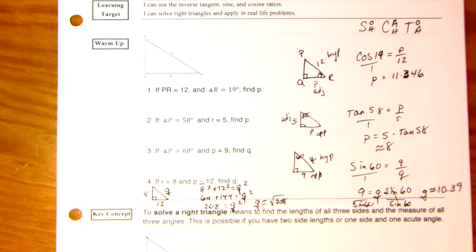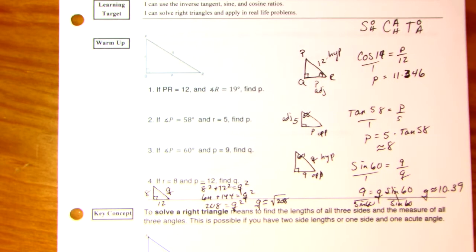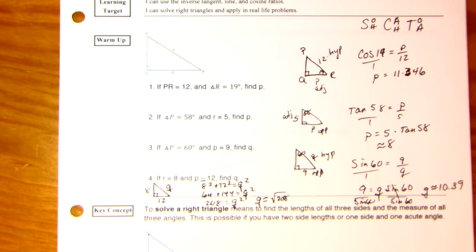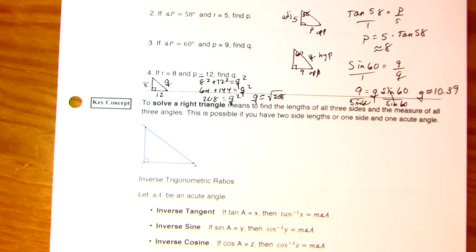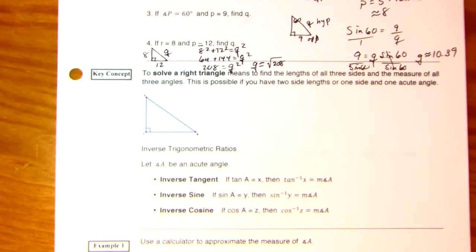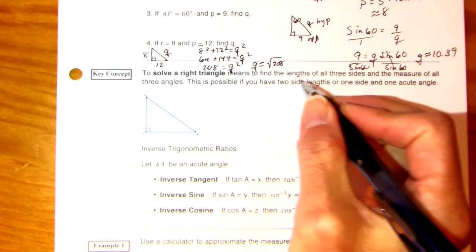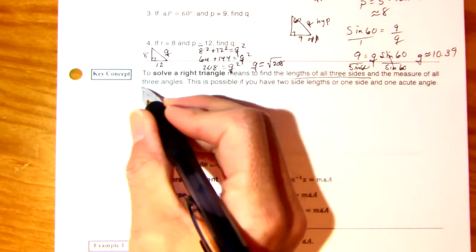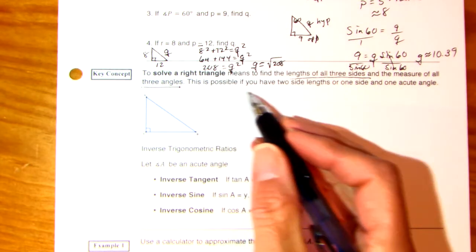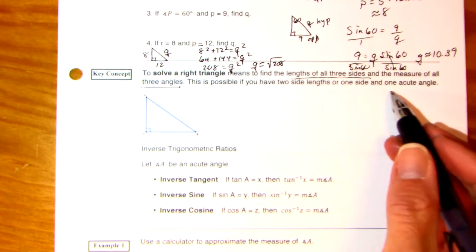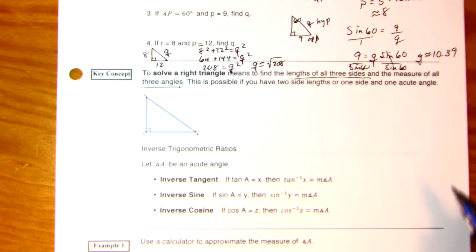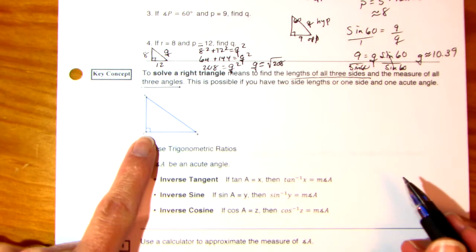Sorry about the lack of space. I rearranged it a little bit on your page, so you get the new pages. These are old pages, so my errors hopefully are only in here. All right, here we go. To solve a right triangle means to find the lengths of all three sides and the angle measure of all three angles. This is possible if you have two side lengths or one side length and an acute angle. And of course we're dealing with right triangles.